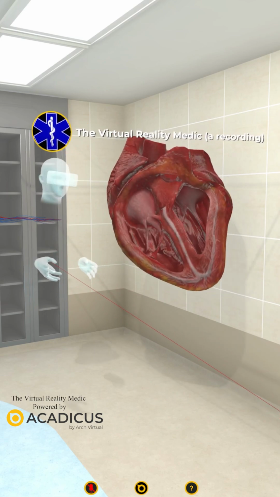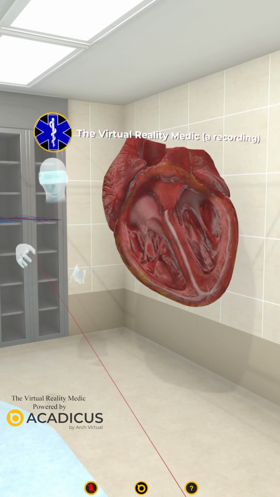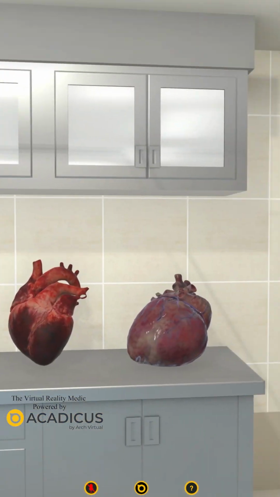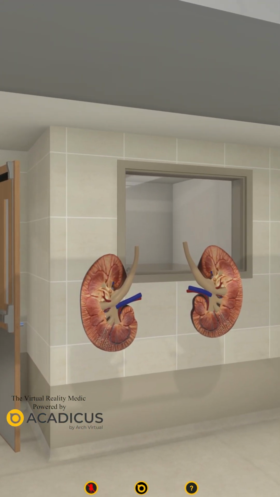You know, maybe on the next one, I should talk about how hypertension affects the kidneys. I mean, they're right over there. You can see them from here. Whoa, those are kind of cool. Heart's still my favorite.